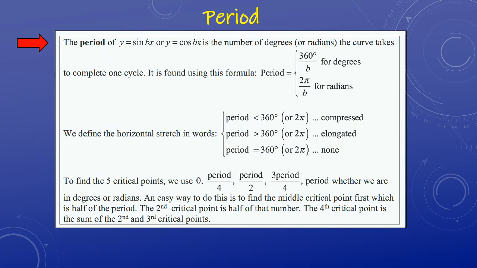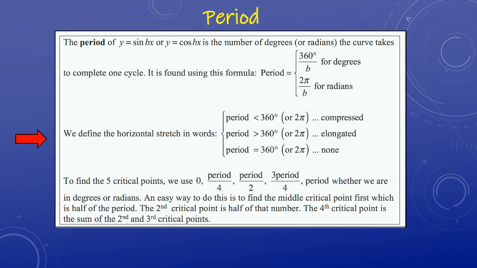So we come up with our next generalization that deals with period. The period of y equals sine of bx, or y equals cosine of bx, is the number of degrees or radians the curve takes to complete one cycle. It is found using this formula. The period is 360 degrees divided by b, if we are working in degrees, or 2 pi divided by b, if we're working in radians.